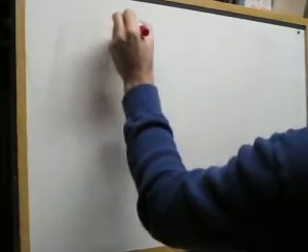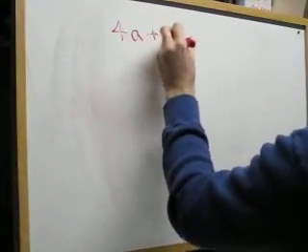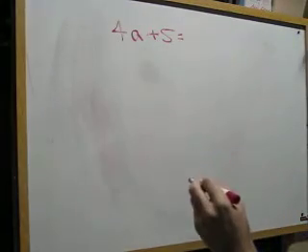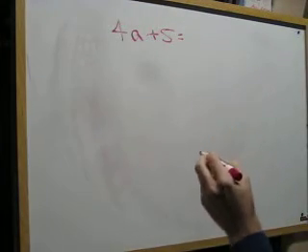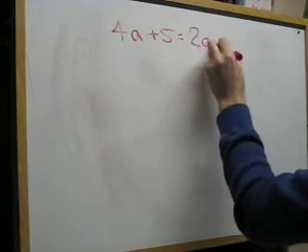In fact, let's try one right now. I'm going to leave that as an A. Okay, plus 5 equals 2a minus 7.